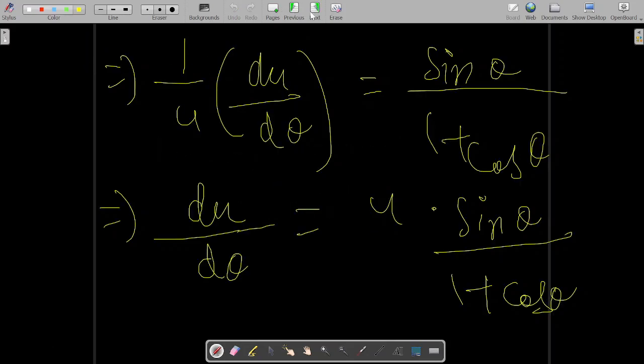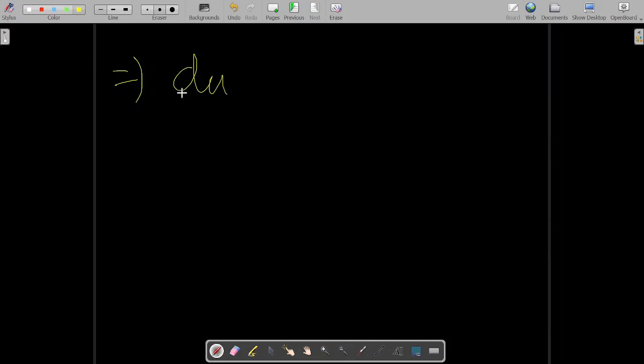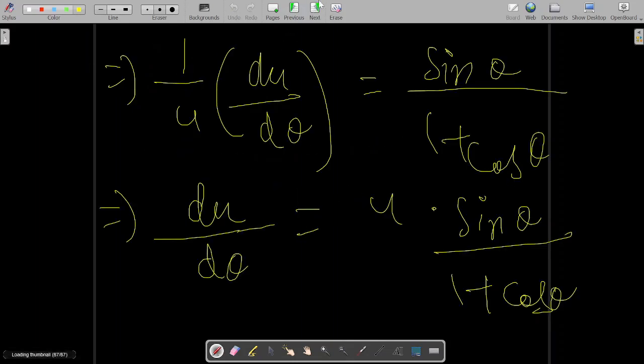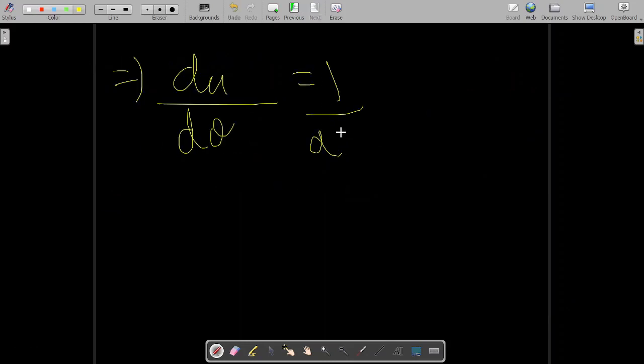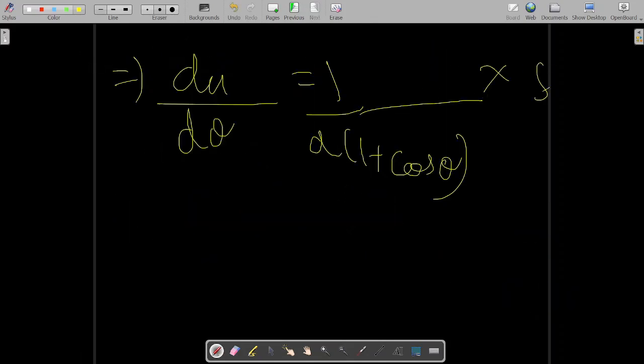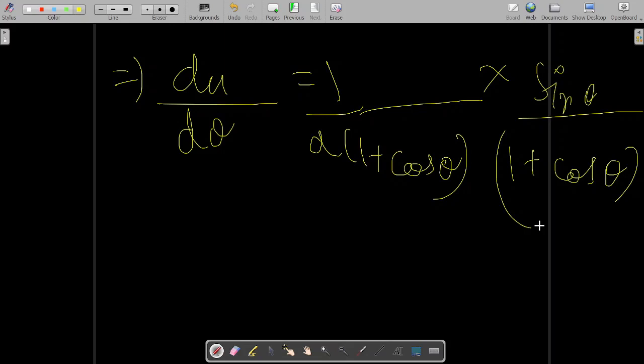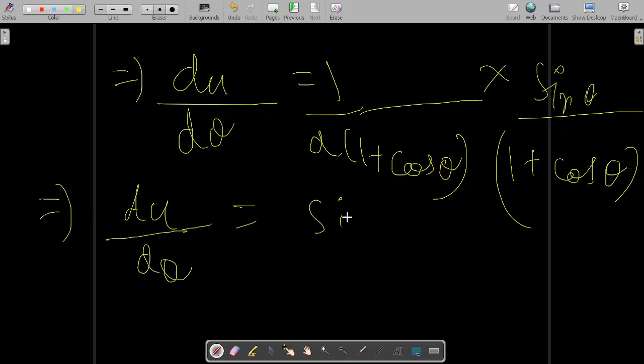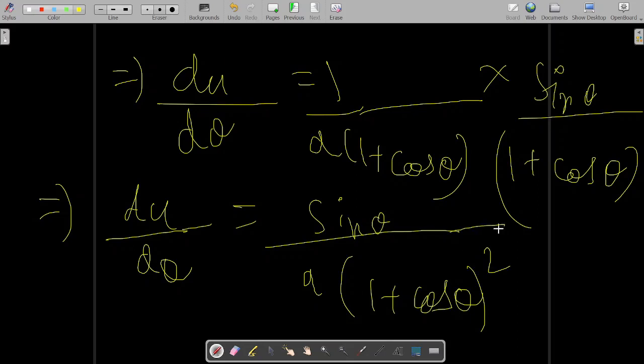When you put that value over there, what do you get? du by d theta is equal to 1 over a into 1 plus cos theta, into sin theta divided by 1 plus cos theta. So du by d theta is equal to sin theta divided by a into 1 plus cos theta whole square. This is the thing which you get.